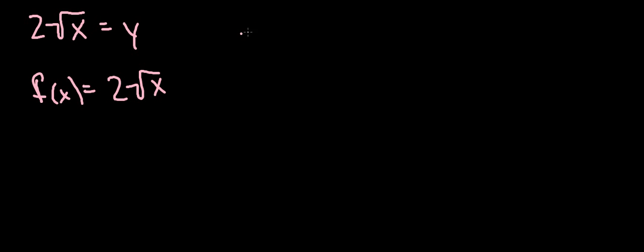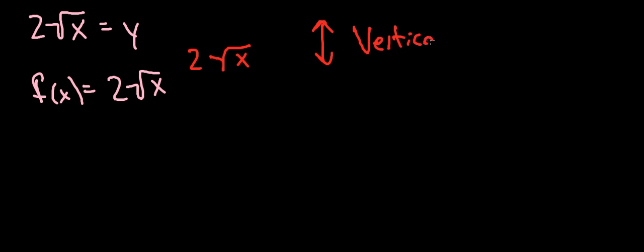So if we take our base function to be the square root of x, we can see that we have a constant multiplying that base. So we're going to have a vertical stretching or compression. And since this is not a fraction, it's greater than 1. If this was a fraction, say like 1/2 or 1/4 or 1/5, then it would be a compression. It would be making the y values smaller.